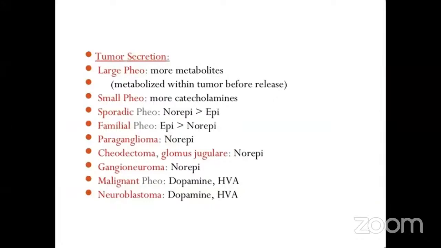In sporadic pheo, there will be more epinephrine. In familial pheo, the norepinephrine will be more than epinephrine. Paraganglioma produces more epinephrine. Chemodectoma and glomus jugulare, norepinephrine. Ganglioneuroma, norepinephrine. Malignant pheo, dopamine and HVA. Neuroblastoma, dopamine and mandelic acid.